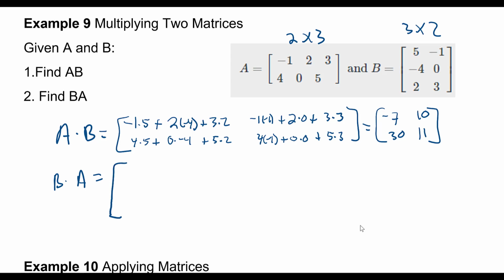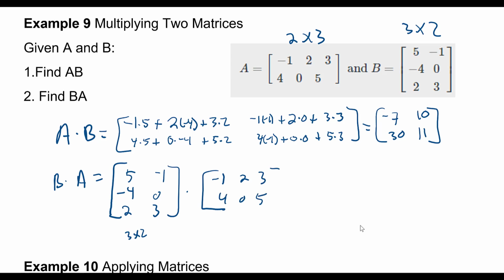So that means I'm going to have to rewrite this. So 5, -4, 2, -1, 0, 3. This is a 3 by 2 times -1, 2, 3, 4, 0, 5. This is a 2 by 3, so our result is actually going to be a 3 by 3.